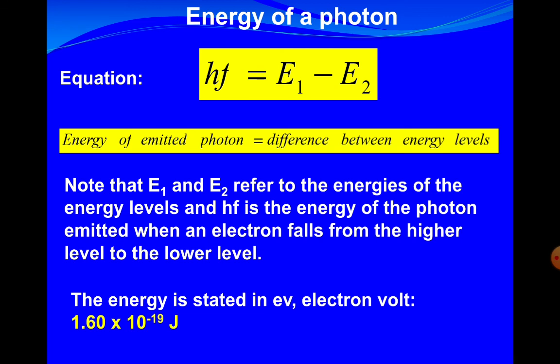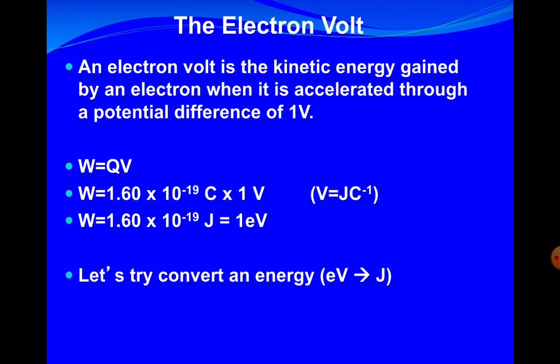This energy is stated in, there it is again, the electron volt. We know that is 1.60 times 10 to the negative 19 joules. Remember, the electron volt is the kinetic energy gained by an electron when it is accelerated through a potential difference of 1 volt.